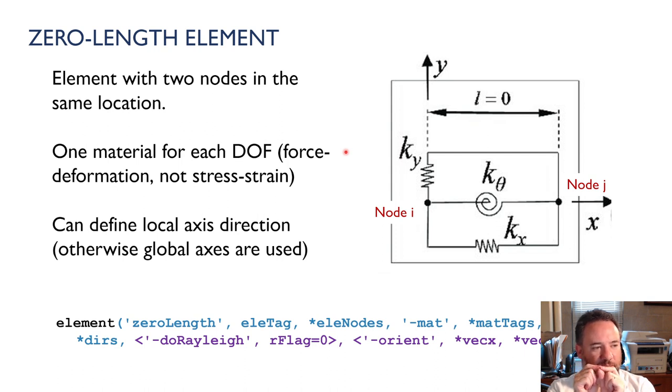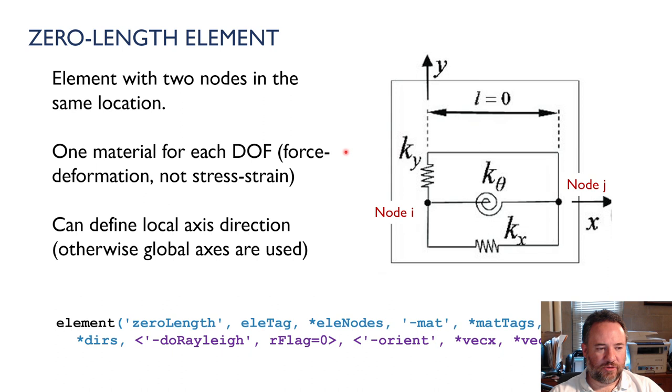So for example, if I had a column and I had a beam, the column would have a node at the joint. The beam would also have a node at the joint, but those would be two different nodes with the same location. Then I could connect those two with a zero length element, and I could give the zero length element a material behavior for the rotational component of its behavior to represent the yielding behavior of the end of the beam, for example. That's one way that I can make a plastic hinge at a discrete location that I control. Okay, so yeah, as I said, an element with two nodes at the same location.